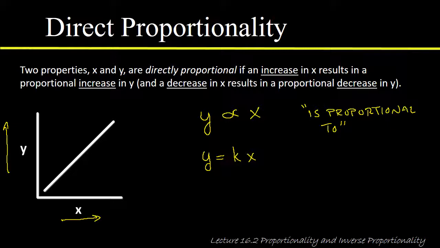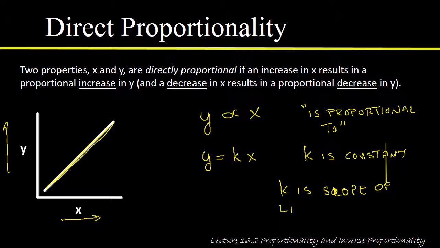And notice that if we're looking at the graph here, K is a constant. And also in that graph to the left, K is the slope of the line in the graph of x versus y. All right, now let's look at how we can use this to solve a problem.